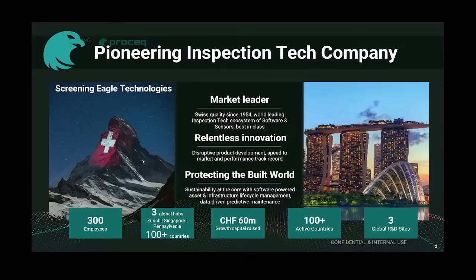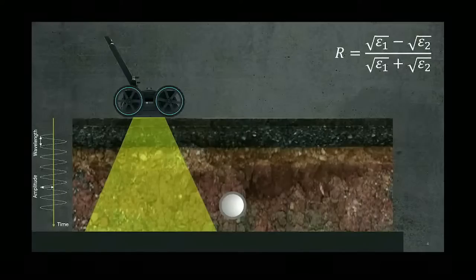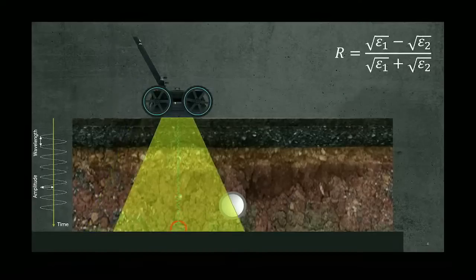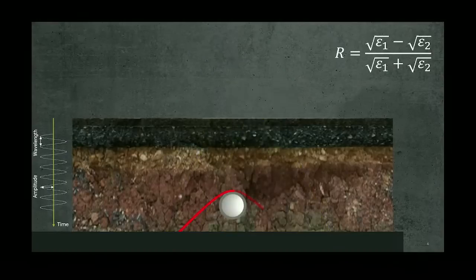Over 300 employees operating out of 3 global headquarters. And here's a small section of our ground penetrating radar devices. For anybody that doesn't know what GPR is, I just want to give you a little introduction as to what happens when we send these electromagnetic waves into the ground. Essentially, as we pass over a target, or in this case a pipe, we're able to form what we call a hyperbolic shape, and that indicates that there's something in the ground.